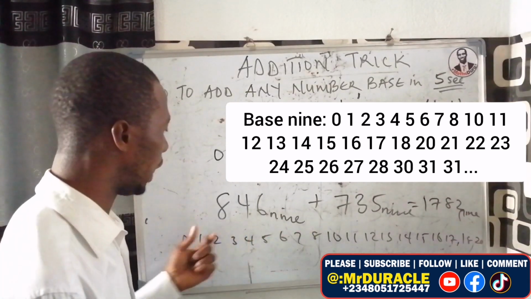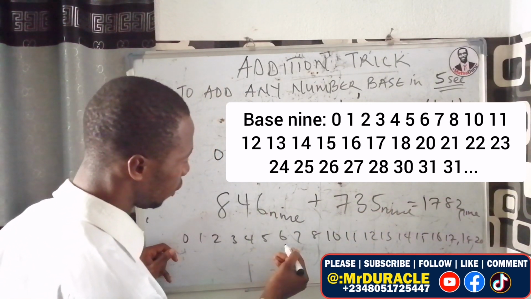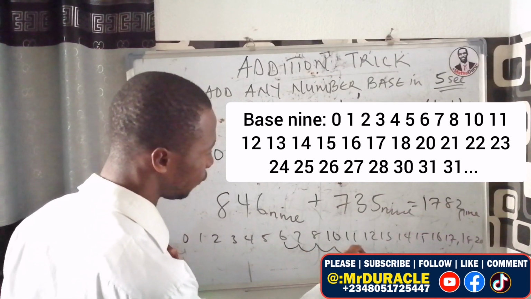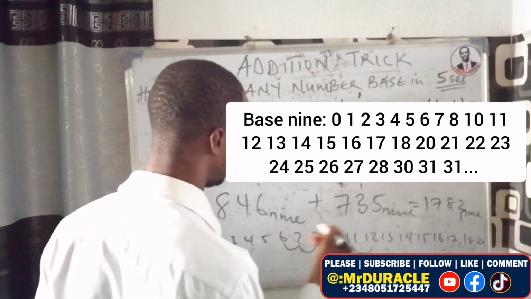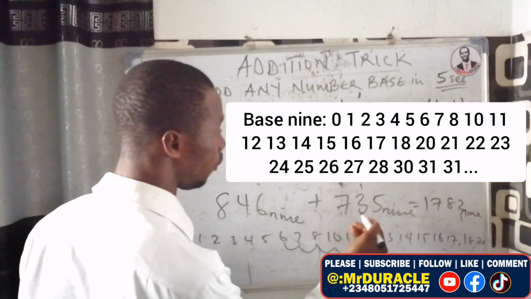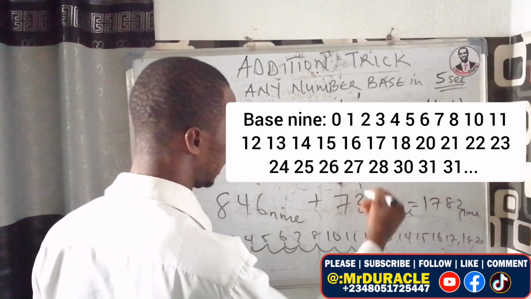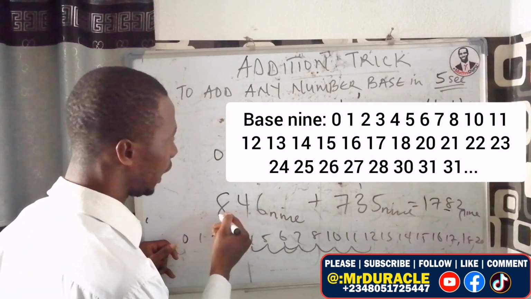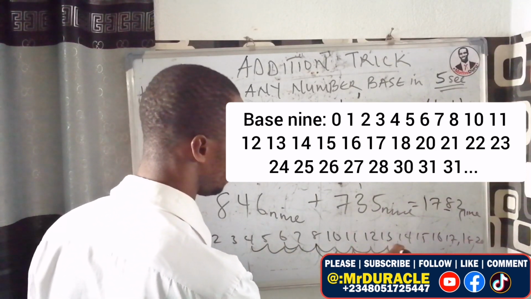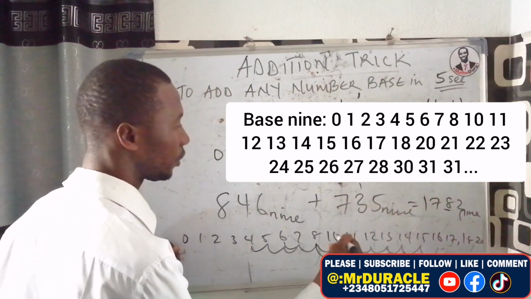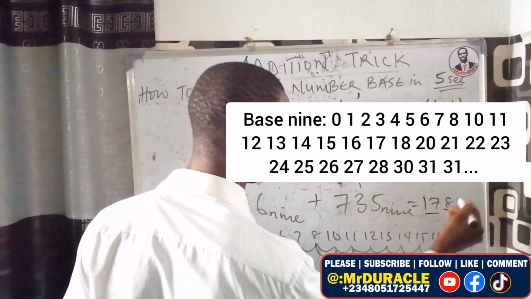So when you're adding this, how do you add them? 6 plus 5. We have 6, 1, 2, 3, 4, 5. The answer is 12. I'll write 2, carry 1. Now, 4 plus 3. 4 plus 3 is 1, 2, 3, 7. Plus the one that I kept, 8. Then 8 plus 7. From 8, 1, 2, 3, 4, 5, 6, 7. The answer is 16. Plus the one I kept, 17. So that's 17 here. That's all.